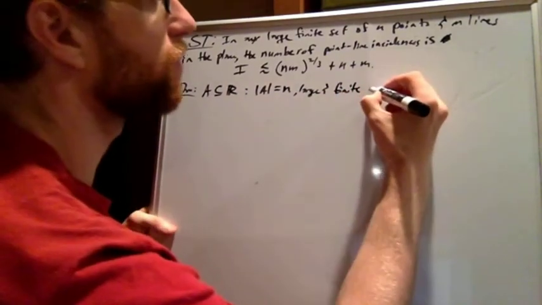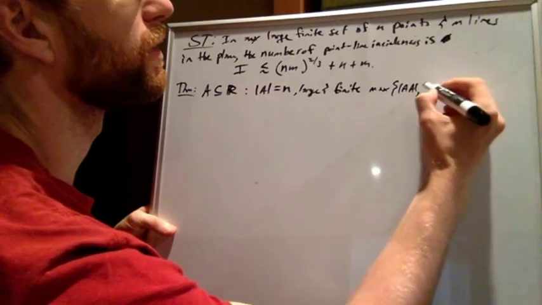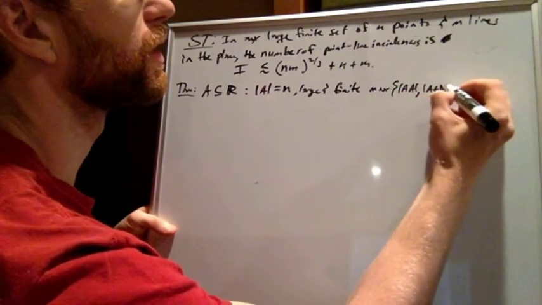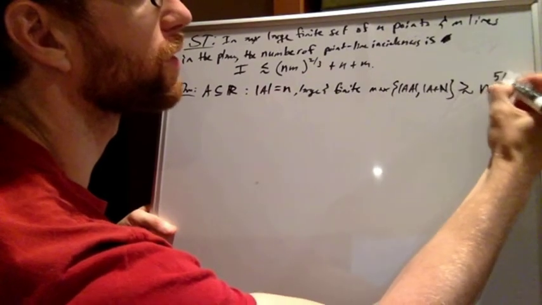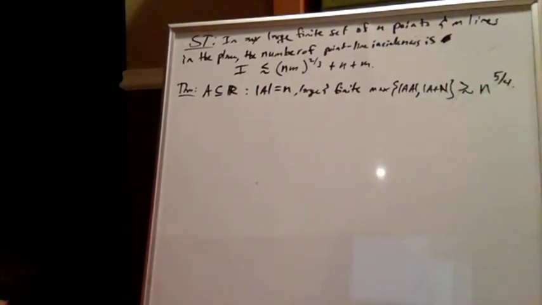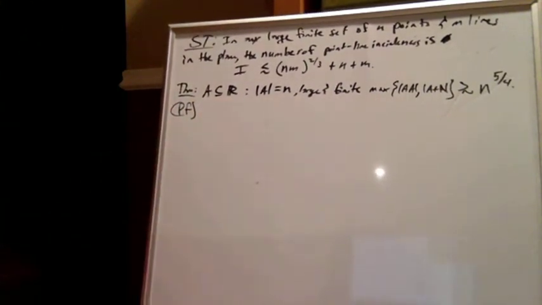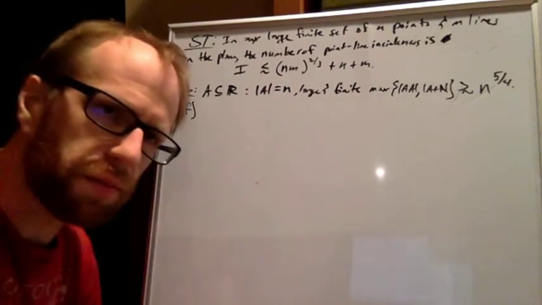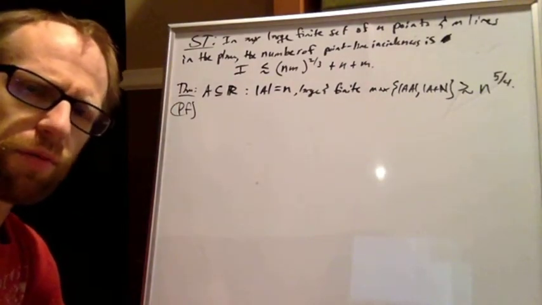Then we have that the max of |AA| and |A+A| is bounded below by n to the 5/4. This is a beautiful, beautiful result. So let me prove it to you. And this one is not as simple as just pigeonholing. Like the last one was pretty straightforward pigeonholing. This one's going to require a little bit more work.